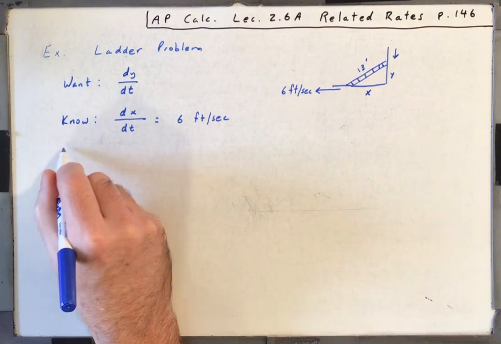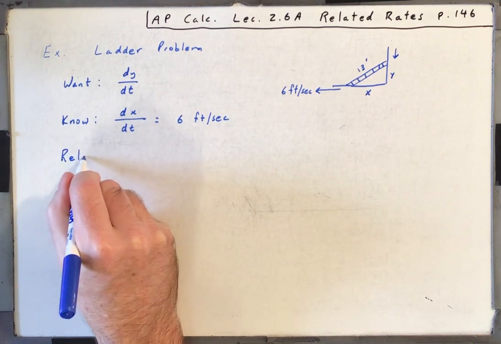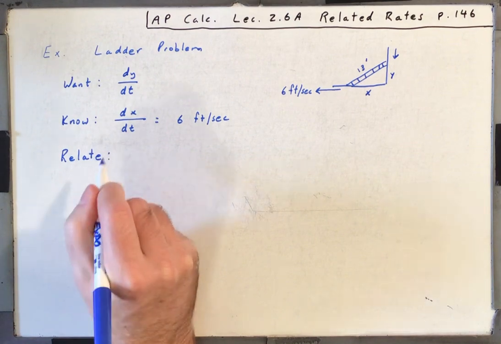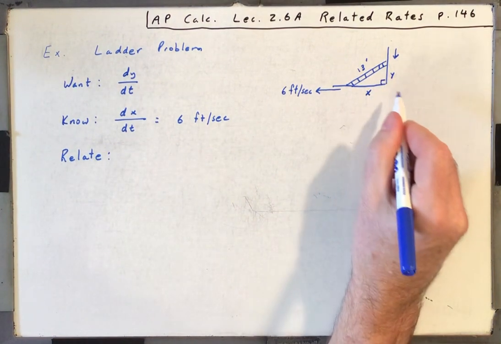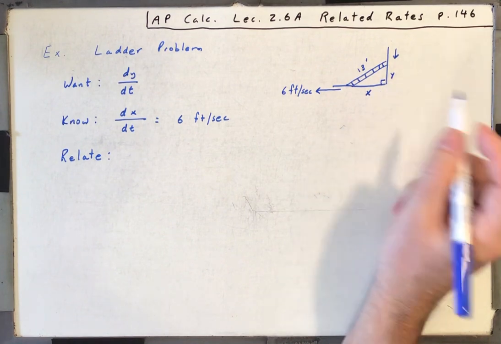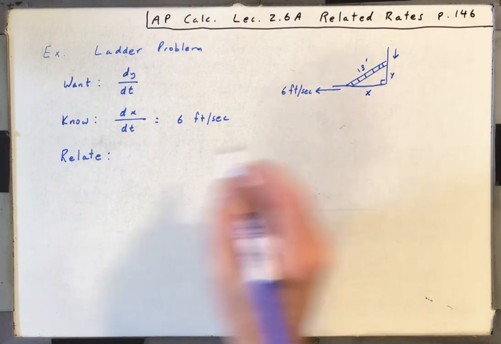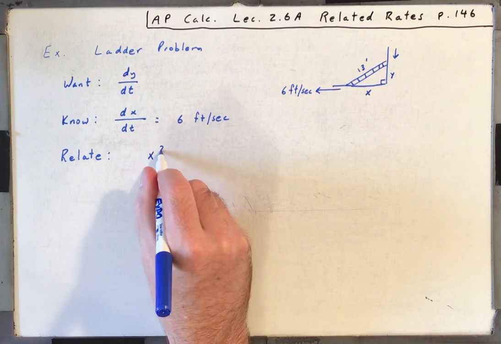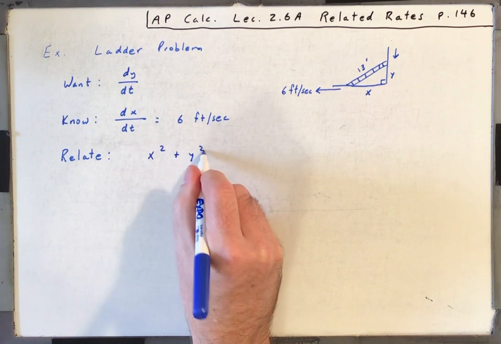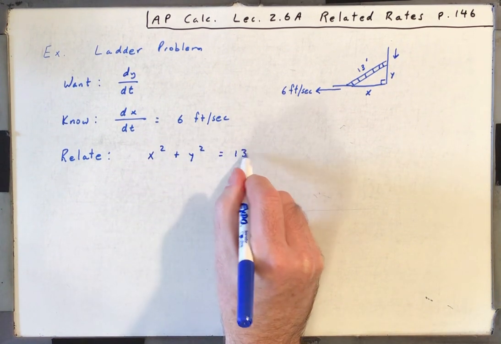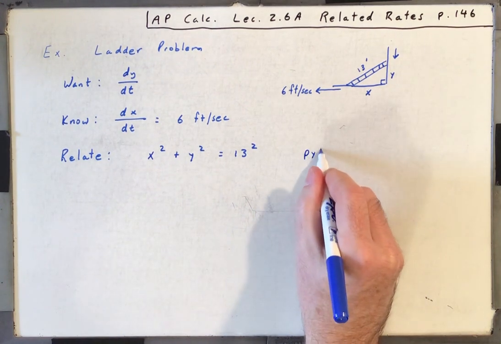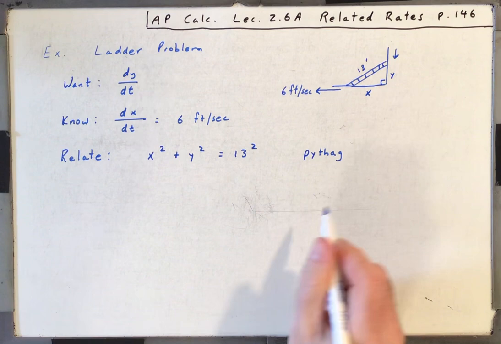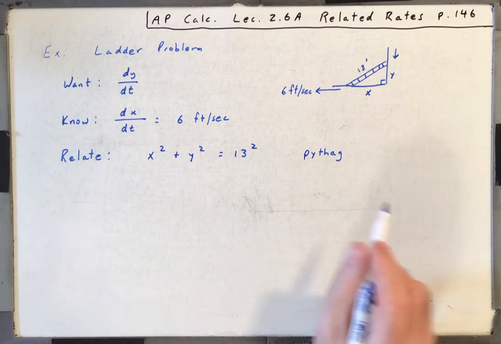All right, relate. Well, what does this look like? What geometric shape? It's a right triangle. We're assuming that the wall and the floor is 90 degrees. It's just a right triangle. And we would have x squared plus y squared is equal to 13 squared. So that's just the Pythagorean theorem, which in my classes we just call Pythag.